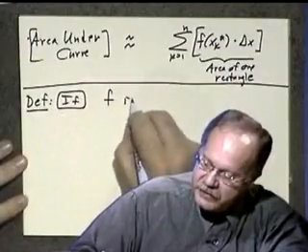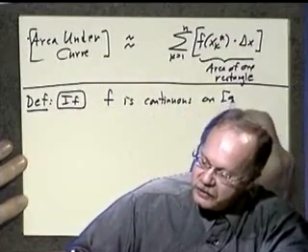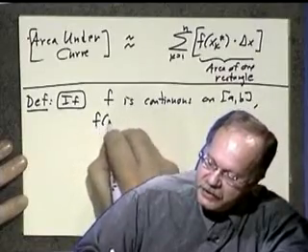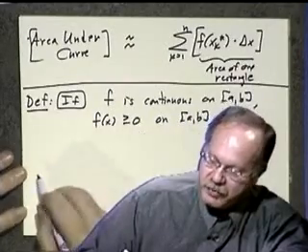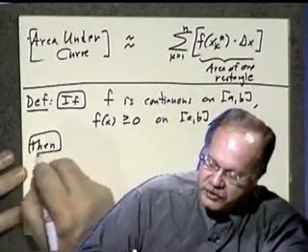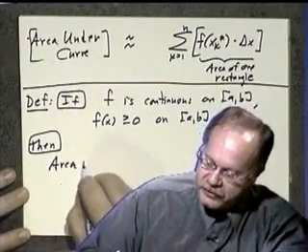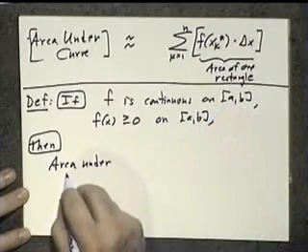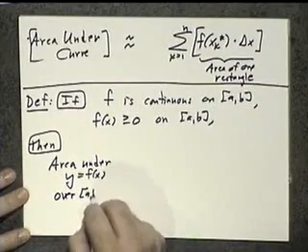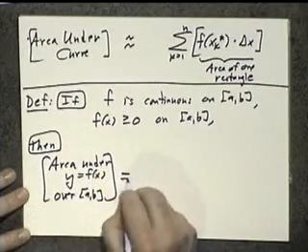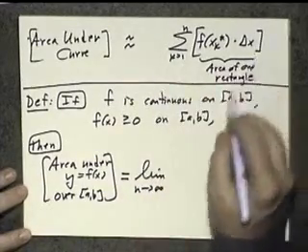If f is continuous, that's one of the things we're assuming here, if f is continuous on the closed interval AB, and f is above the x-axis on AB, as we saw in the previous picture, then I can actually write an expression for the area under the curve using the sort of notions we've developed so far in this course. Area under y equals f of x over the interval AB. That will be defined here to be the limit as n goes to infinity of this expression.